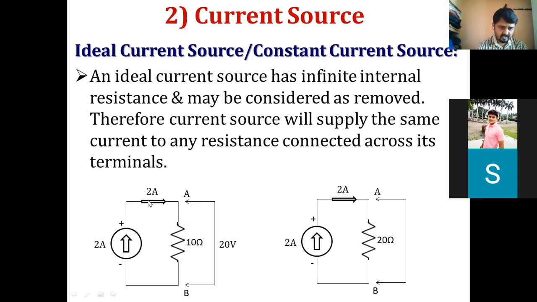See, 2 ampere current is there, and one load resistance we have connected here. So 2 into 10, 20 volts is the voltage across this resistance. So the voltage across terminals A and B, we can consider as 20 volts. Here also 2 ampere, so the same 2 ampere is considered here. 20 into 2, that is 40 volts. Current will be the same here. So this is the ideal current source.